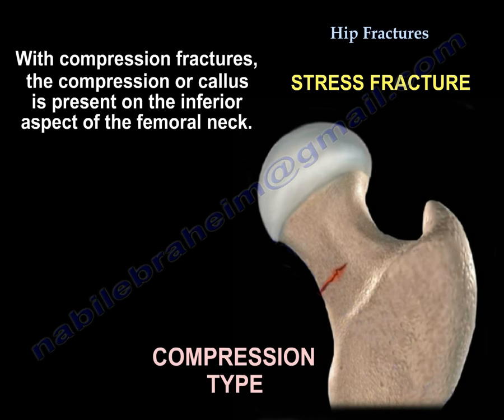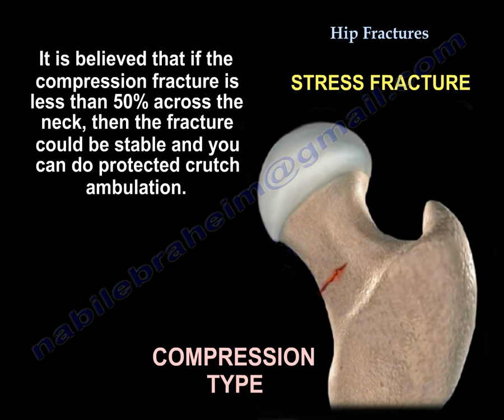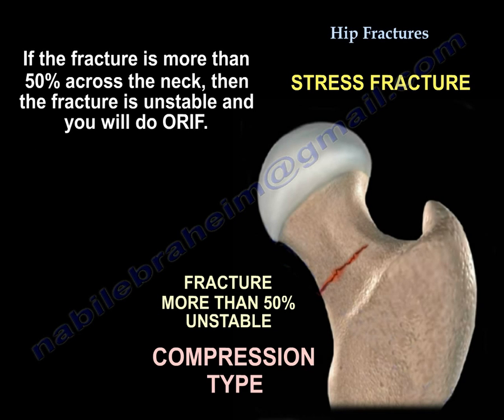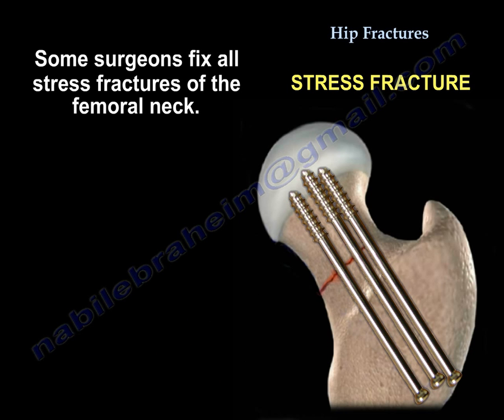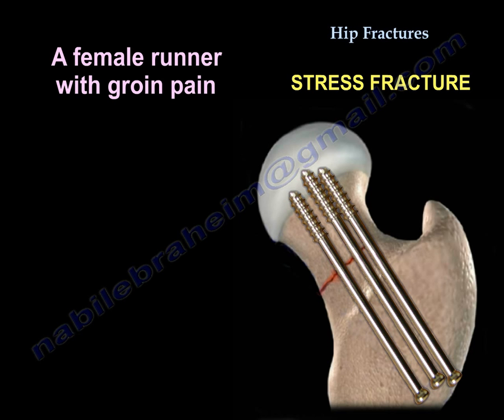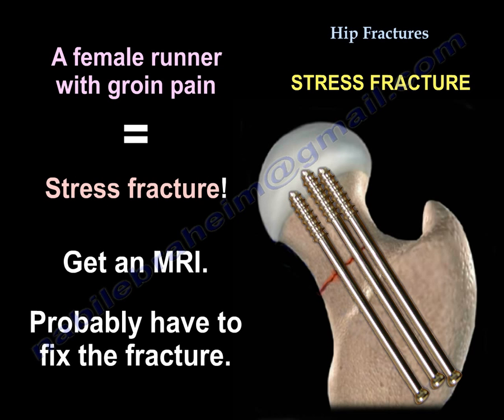In compression fractures, the fracture or callus is present on the inferior aspect of the femoral neck. Some people say if the fracture is less than 50% across the neck, the fracture could be stable and you can do protected crutch ambulation. And if the fracture is more than 50% across the neck, then the fracture is unstable and you will do ORIF. Some people fix all stress fractures of the femoral neck. A female runner with groin pain is a stress fracture. Get an MRI and you probably have to fix the fracture.